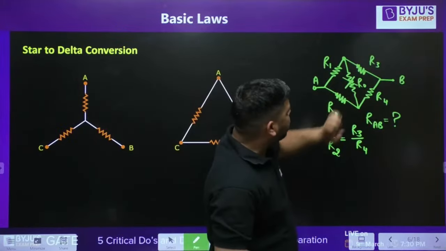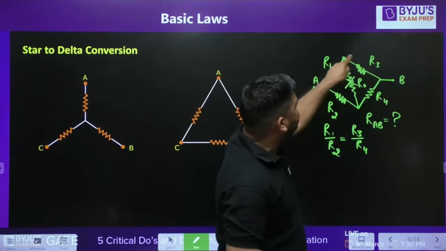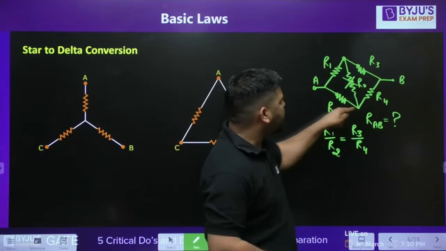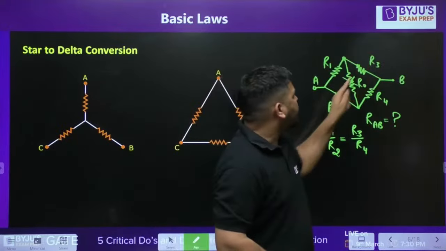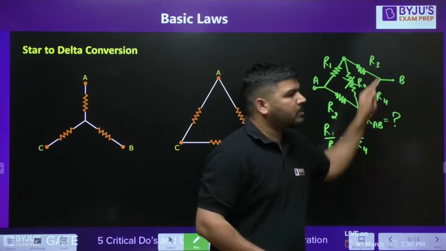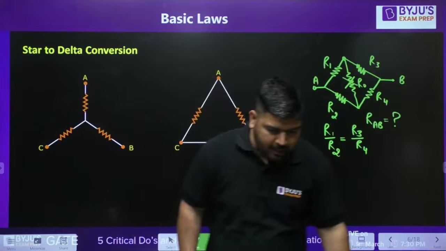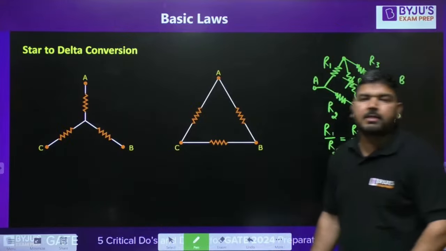If R0 can be removed, then R1 and R3 will be in series, R2 and R4 will be in series, and these two branches will be in parallel, okay? R1 plus R3 in parallel with R2 plus R4. So you can take their parallel equivalent and you can calculate the equivalent resistance. I hope it is clear, okay?